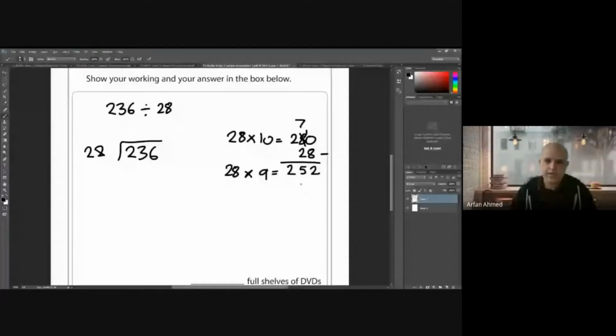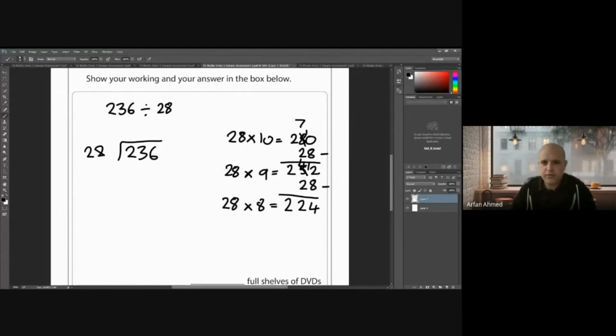Let's take away another 28 from that. 2 take away 8 I can't do. Let's borrow from that. 12 take away 8 is 4. 4 take away 2, sorry, is 2. And that's a 2. Okay, so that's 28 times 8. Or you could have worked these out separately.